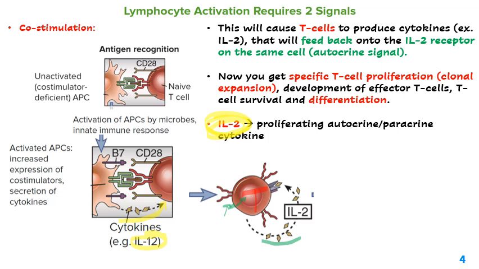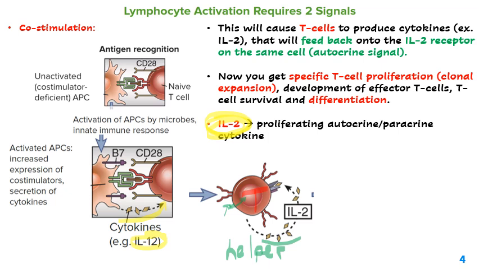What is interleukin 2? It's a very important cytokine produced by the T cell. T cells, especially helper T cells, take that down, that's important. Helper T cells are very good at producing interleukin 2.